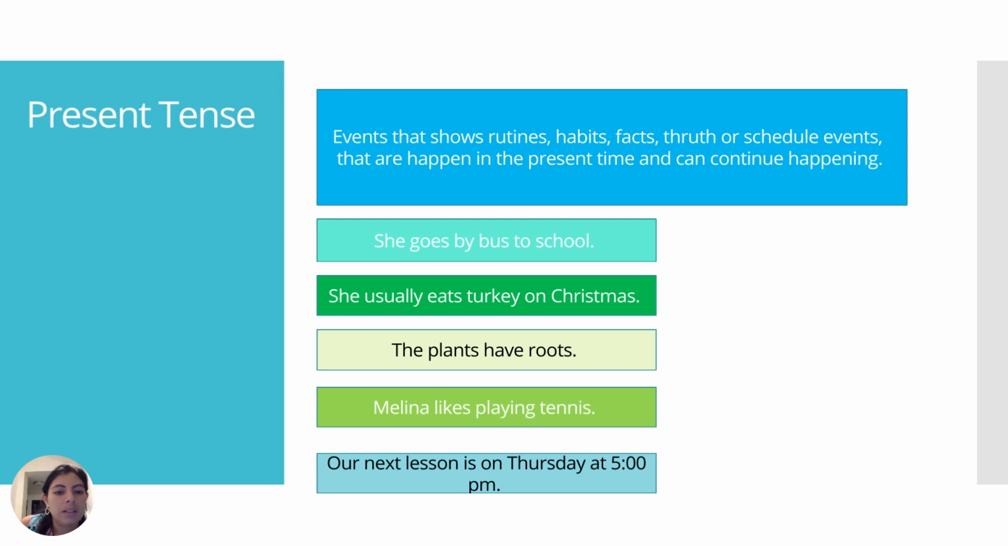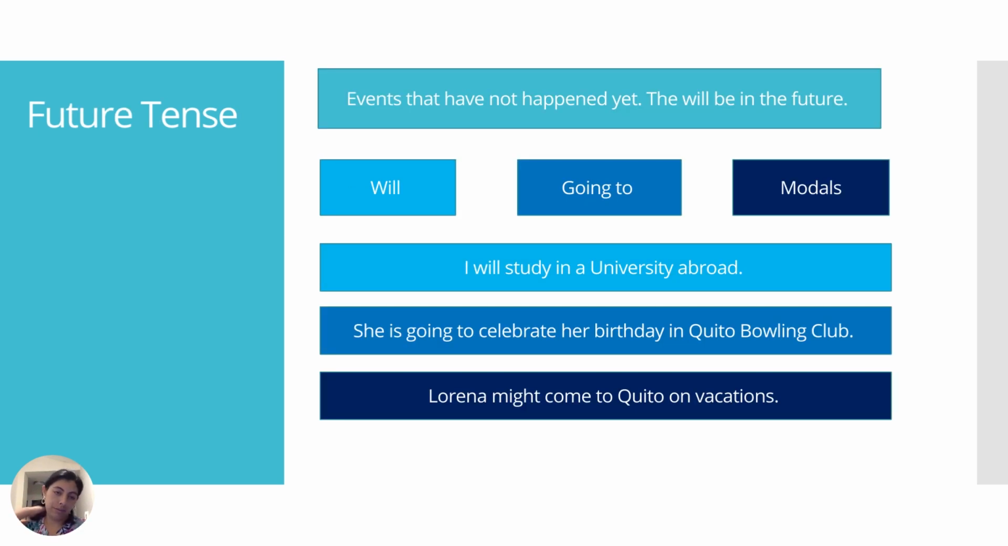Another one, in this example here, we have a fact. The fact is Melina likes playing tennis. This is something that is a fact. Melina maybe has said before that she likes playing tennis. People know that she likes playing tennis, so it becomes a fact. And also to talk about scheduled events, we have here: our next lesson is on Tuesday at 5 p.m. So this is something that we are talking about in the present because we are using the verb is in this case. Okay, and now we have the future tense.